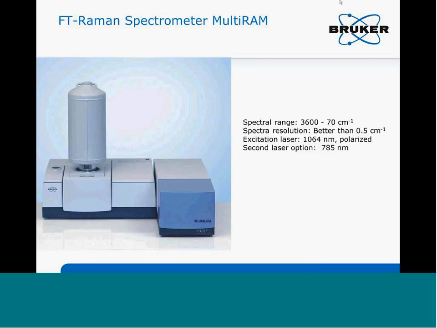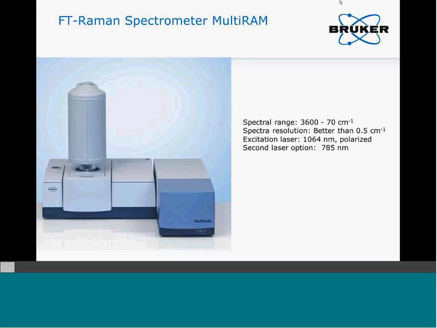For Raman, we have a stand-alone Raman spectrometer called MultiRAM, and you can see the spectrum range is from 100 to 3700 wave numbers, with a wave number resolution of about 1. For MultiRAM we use a 1064 nanometer laser, and we can do a second laser option of 785 nanometers. There are a bunch of accessories available for MultiRAM, like autosampler, high flux, spinning, temperature control, low temperature, and high temperature. There are a lot of different accessories. If you need more information, just let us know.